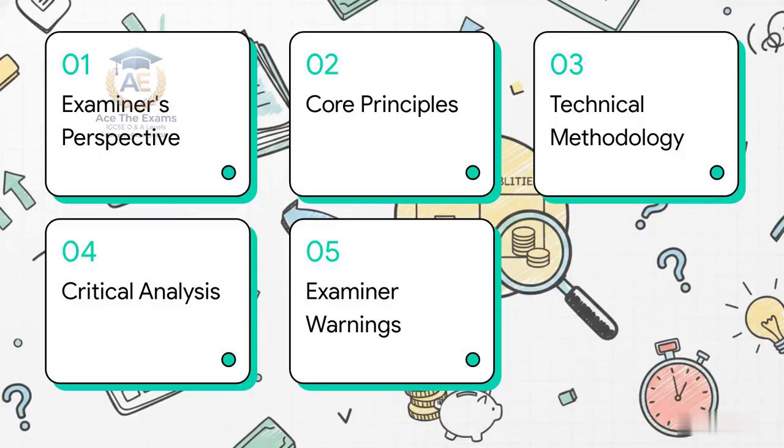To make absolutely sure we hit every single one of those crucial points today, here is our tactical playbook. First, we'll dive into the examiner's perspective. Second, we'll establish the core accounting principles. Third, we'll break down the technical methodology. Fourth, we'll master critical analysis. And finally, we will expose the top examiner warnings. By the end of this session, you'll have a complete architectural framework for these questions. Let's get right into it.